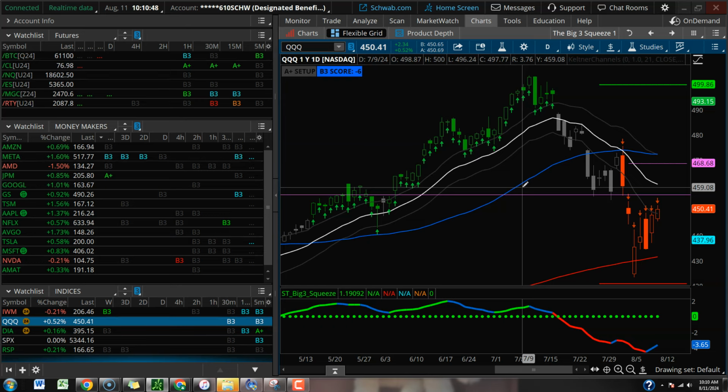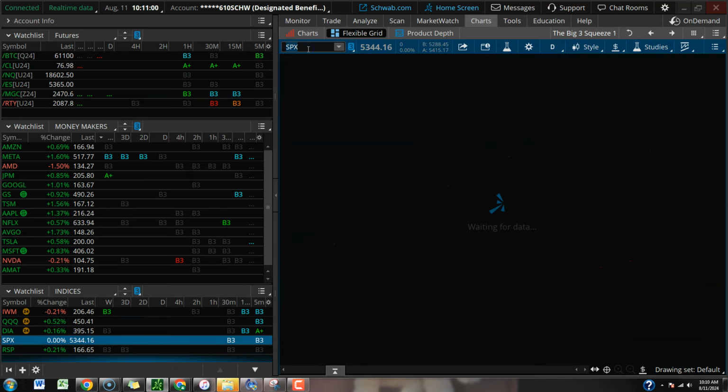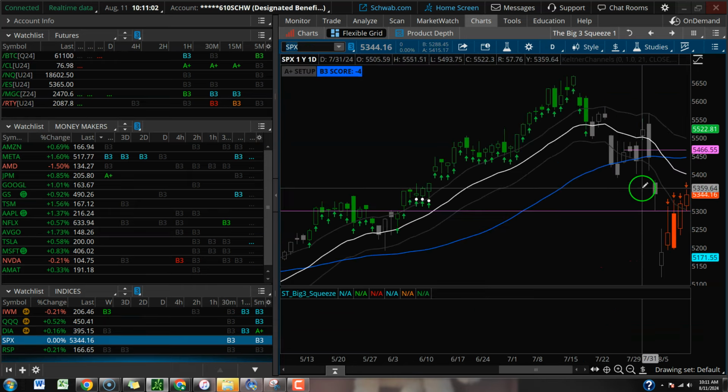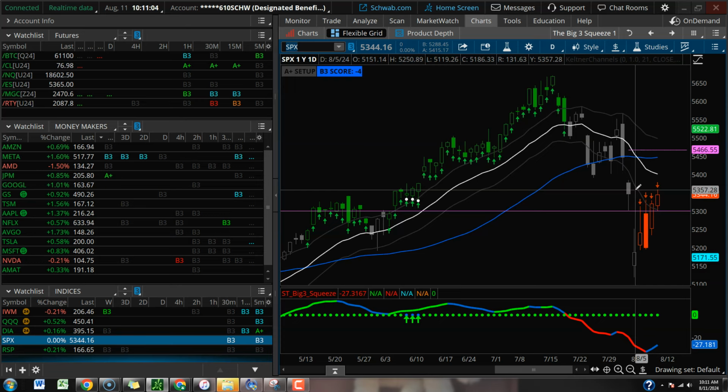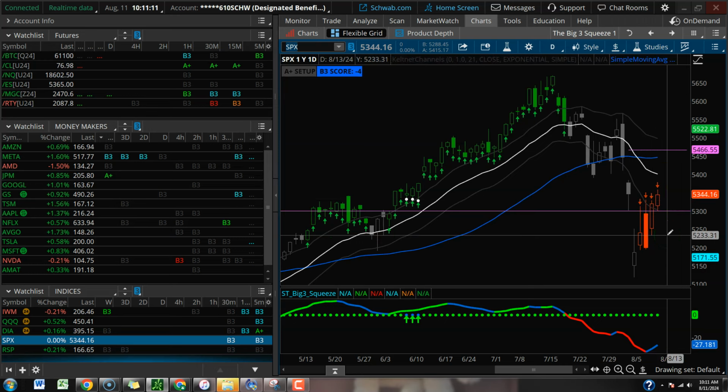The thought process here is if they can keep the little bit of progress they've made, maybe they can open the door for a move back to the 21 EMA. QQQ back up to 460-ish, and maybe S&P's back up to 5,400. If they drop the ball and lose all the progress, S&P's back under 5,300, QQQ back under an hourly 21, yeah, that might be all she wrote here as far as the pop.